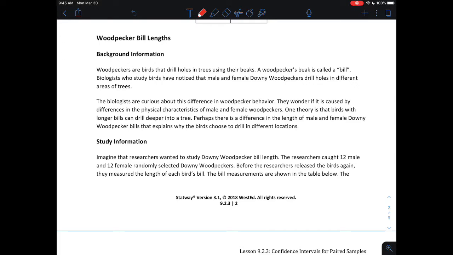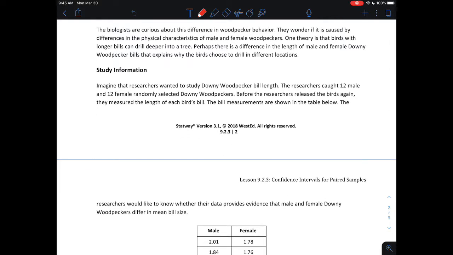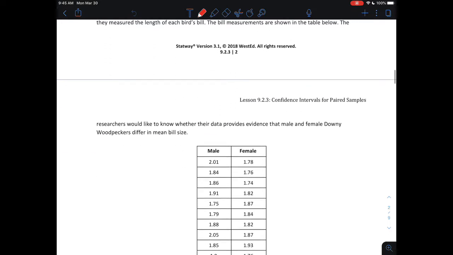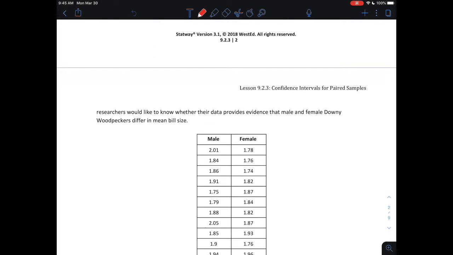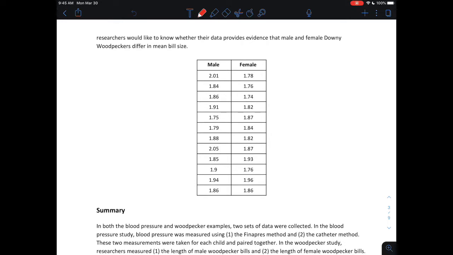Imagine that researchers wanted to study downy woodpecker bill lengths. The researchers caught 12 male and 12 female randomly selected downy woodpeckers. Before the researchers released the birds again, they measured the length of each bird's bill. The bill measurements are shown in the table below. The researchers would like to know whether their data provides evidence that male and female downy woodpeckers differ in mean bill size. So here's another table with two columns, one for male bill lengths and one for female bill lengths.